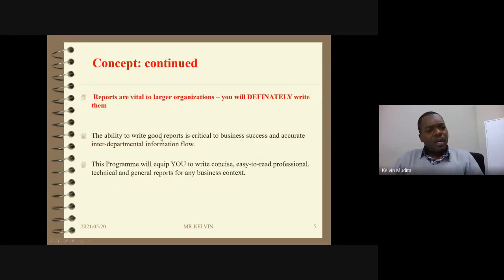So one thing we should actually take note of is that in administration, reports are very important. Paperwork amounts to reporting. So there's no way you are going to avoid reporting as long as you are in the field of administration. You have to write reports. So that is why I highlighted in red ink here that you definitely write reports as long as you are in administration. There's no way you avoid writing reports.